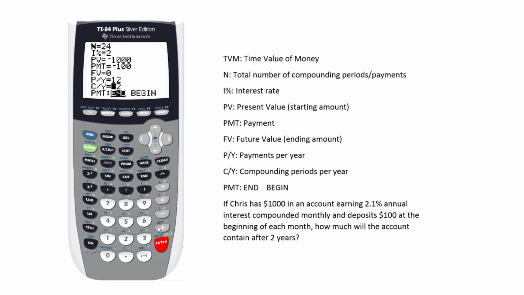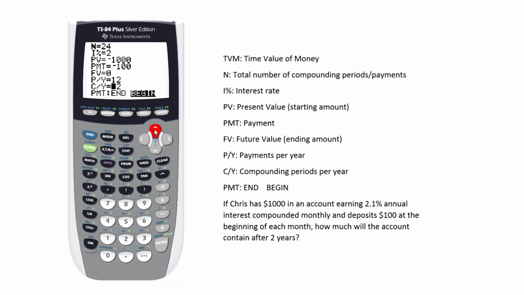Now in the problem, it says that he's making those deposits at the beginning of each month. So down here at payment, we want to switch that to begin. So if the problem says that payments are made at the beginning of a period, or if it says that it is an annuity due, payments will be made at the beginning of the period. If it says it's an ordinary annuity, or if it just doesn't say anything at all, we'll assume the payments are made at the end of the period.